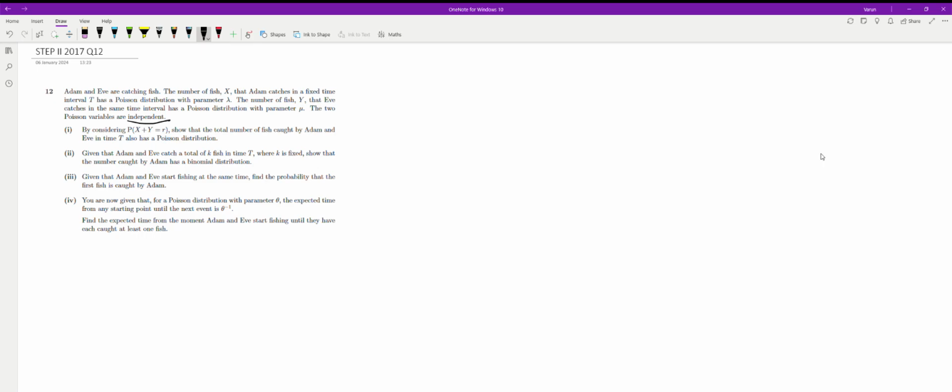And when I first saw this problem, my mind was going in all sorts of places, and I was thinking about finding a variable for the time taken for Adam to catch his first fish and the time taken for Eve to catch her first fish, and then the probability that the first variable is less than the second variable, and that's a continuous variable.